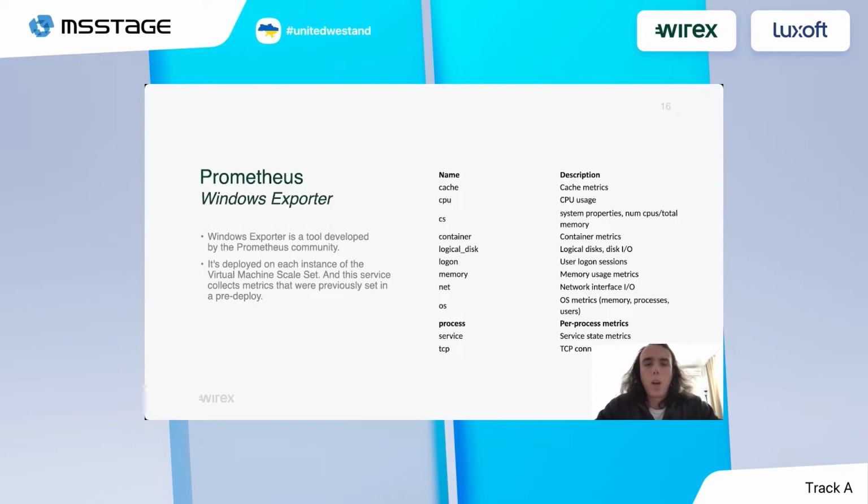Okay, what about exporters? We use a basic exporter like Windows exporter. It was developed by the Prometheus community. It's used to monitor Azure infrastructure. It's deployed on each instance of the virtual machine scale set, and this service collects metrics that were previously set in a pre-deploy.